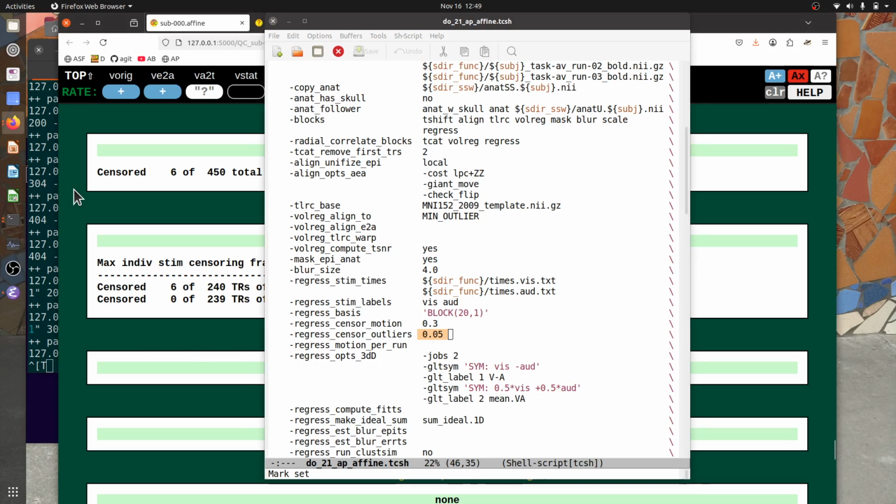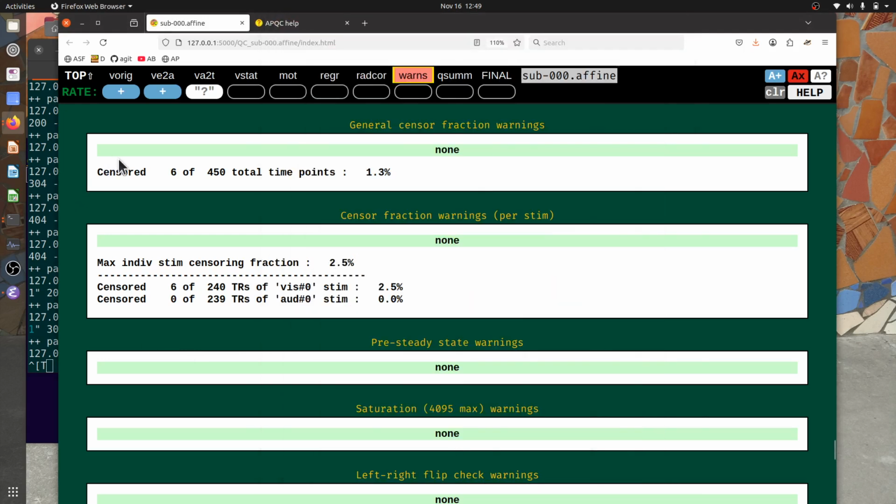And so we can accumulate and count what fraction of our total time series across all three runs. So this is 400. We have 3 runs of 150 time points each that we're processing. So 6 time points were censored. That's 1.3%. That's not very much, and so that has just a no level of warning. Many studies have at least some motion in there for reasonable thresholds, and so this is not really problematic.